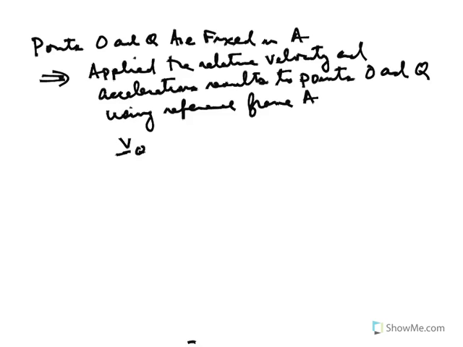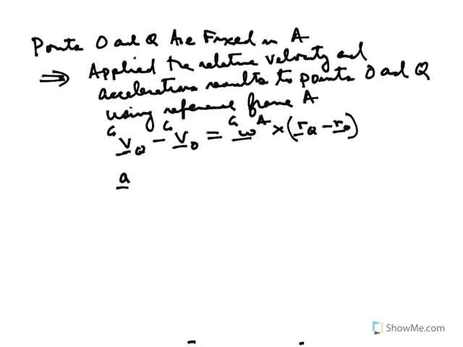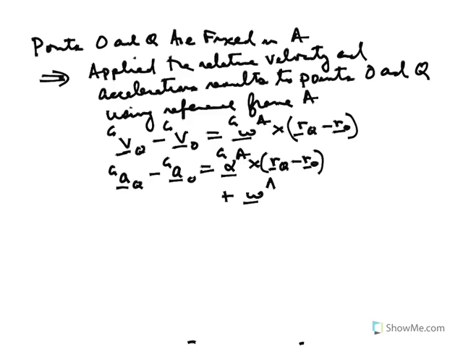So first thing here is to write these results down. We said the velocity of Q in G minus the velocity of O in G is equal to the angular velocity of A in G crossed with RQ minus RO. And that's what I mean by we used reference frame A. We went from A to G. And then the acceleration of Q in G minus the acceleration of O in G was equal to alpha AG crossed with RQ minus RO plus the angular velocity of A in G crossed with the angular velocity of A in G crossed with RQ minus RO.